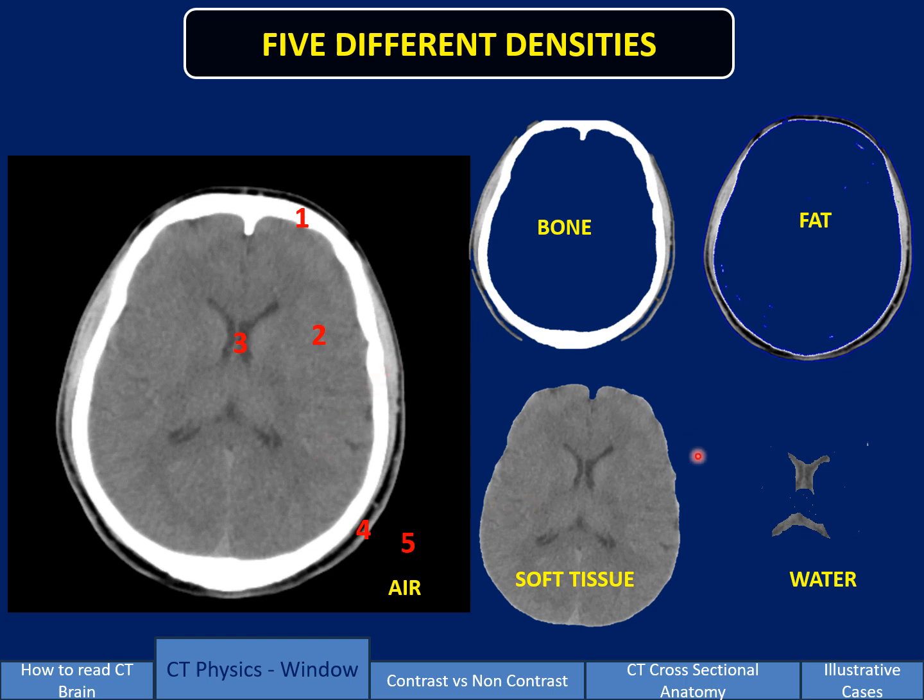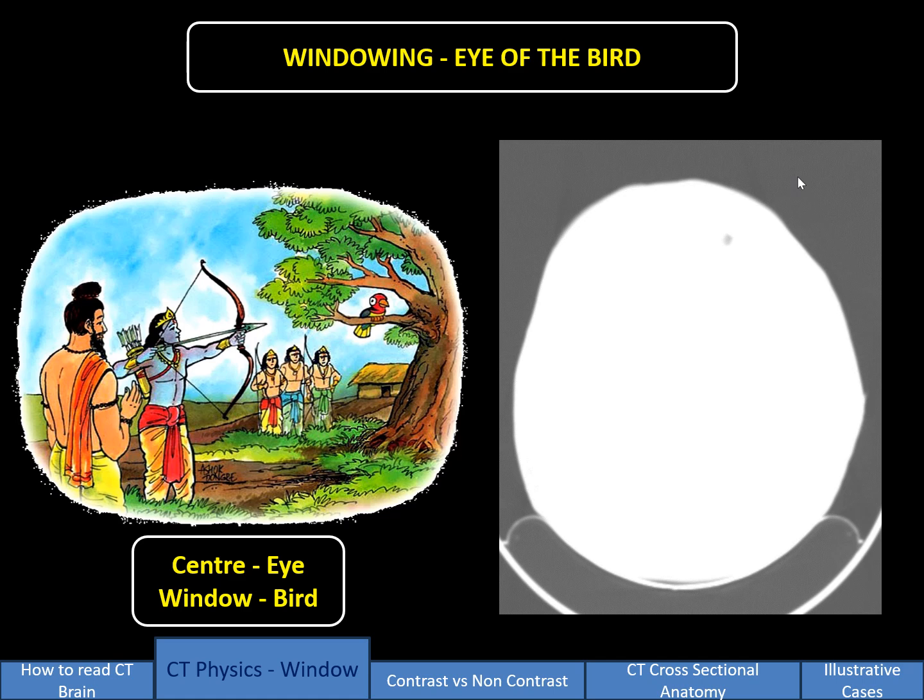So these are the 5 different parts in a single brain. So that is CT densities or Hounsfield units. Coming to what is windowing.